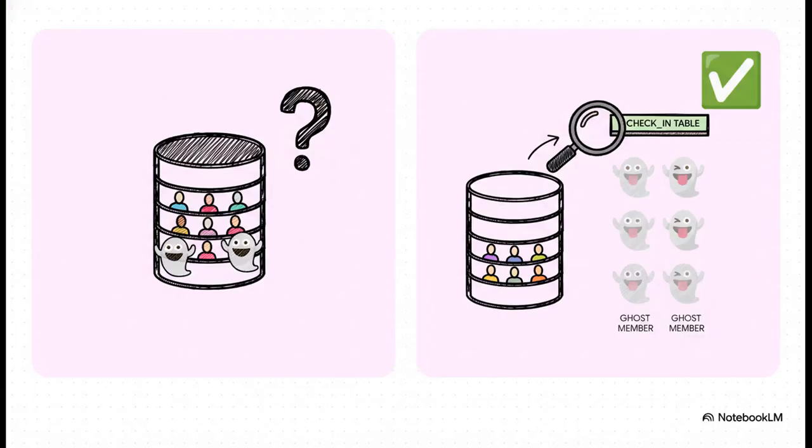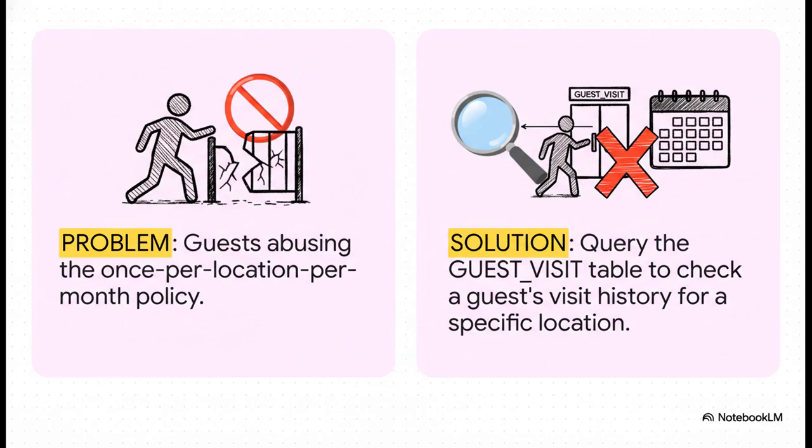Remember that ghost member problem from the beginning? Well, now it's a piece of cake. It's a simple query. We just ask the database, hey, show me all the members who don't have an entry in the check-in table in the last 90 days. Boom, done. And this is just a brilliant solution to the guest policy abuse. Now, when a guest arrives, the person at the front desk can do a quick real-time search on our guest visit table. Has Jane Doe visited this location in the last 30 days? The answer is an instant yes or no. That rule, which used to be based on sticky notes and hazy memories, is now effortlessly enforceable.